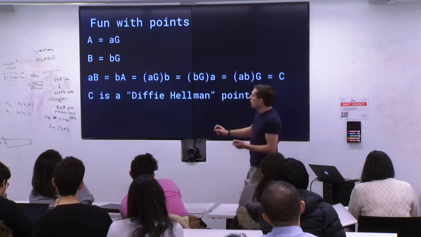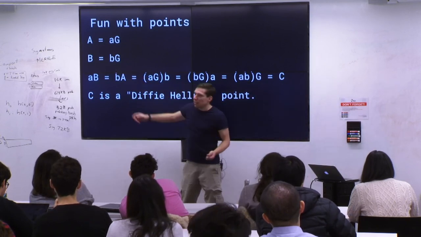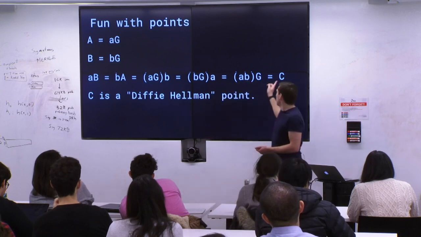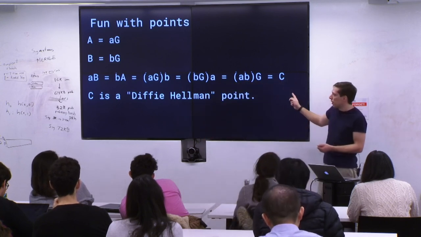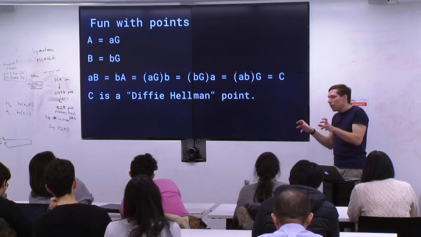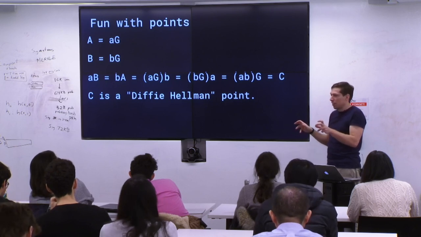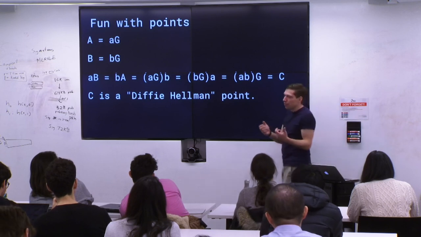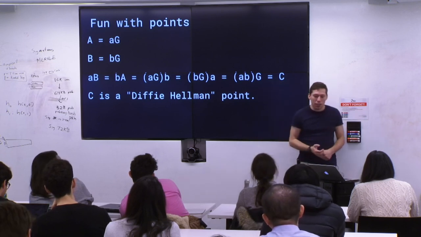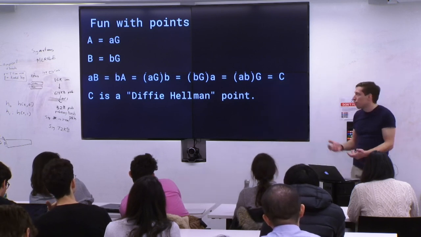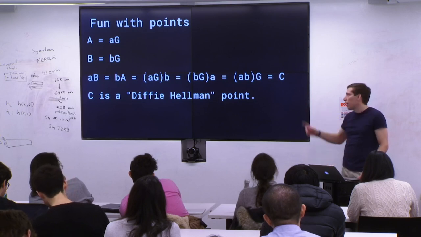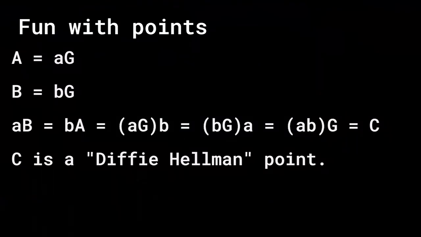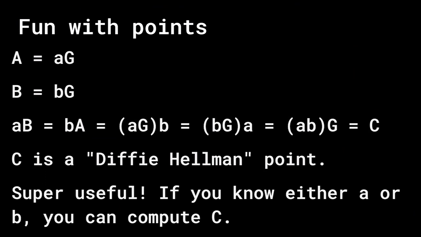Even though you can see the public keys, you can't compute C from just the public keys, right? Because big A times big B, that's not defined. You can't multiply the points. You have to multiply the point by a scalar. And since you don't know the scalars from viewing this exchange, you can't compute C. But Alice and Bob can both compute C. So this is really useful.